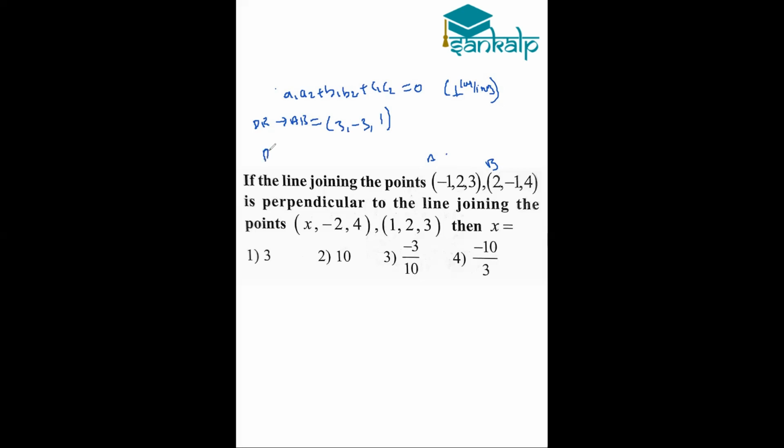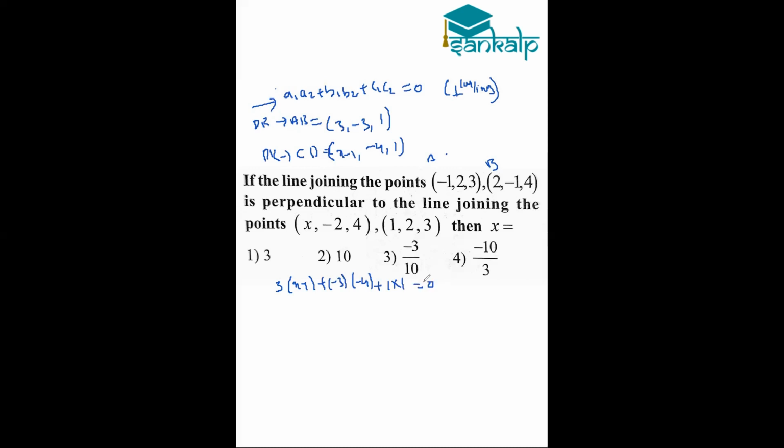Similarly, direction ratios of CD will be equal to x minus 1, minus 4, and 1. So now using the given condition, a1 a2 plus b1 b2 plus c1 c2, it will be 3 into x minus 1 plus minus 3 into minus 4 and then 1 into 1, which is equal to 0.